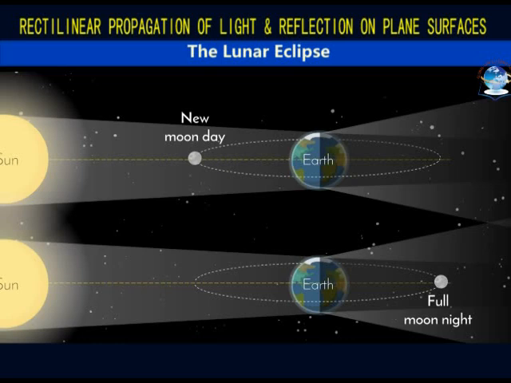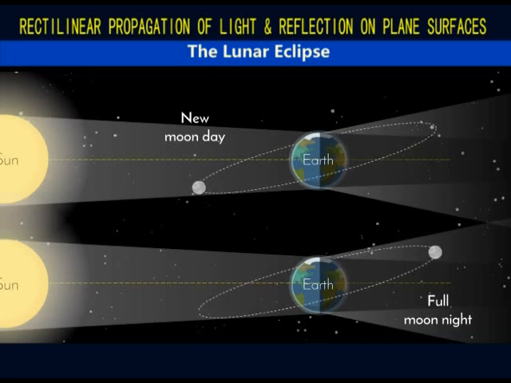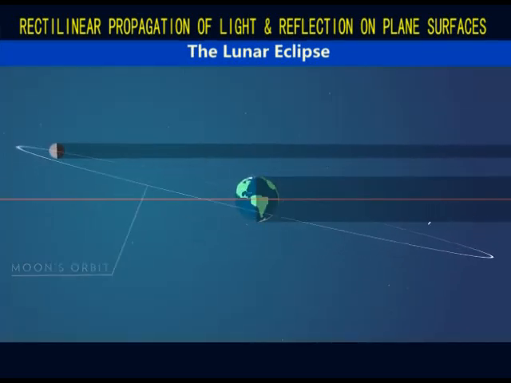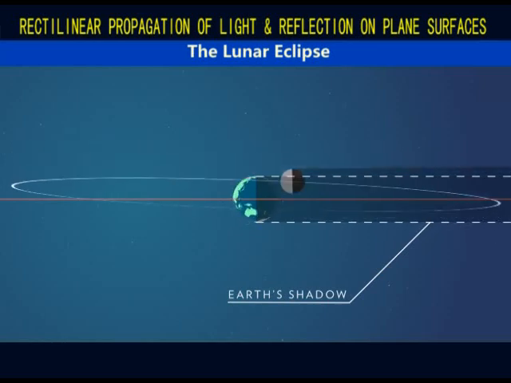So why don't we have a solar and lunar eclipse every month? The moon's orbit is tilted a few degrees relative to the Earth. So the Earth, moon and the sun don't always align. That's why.